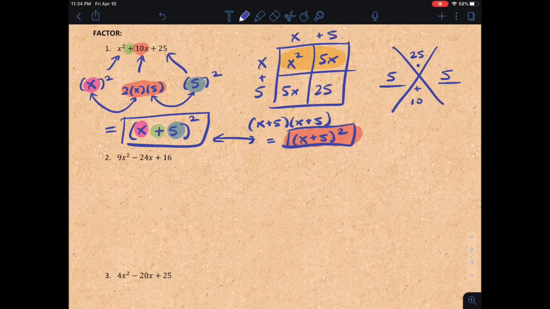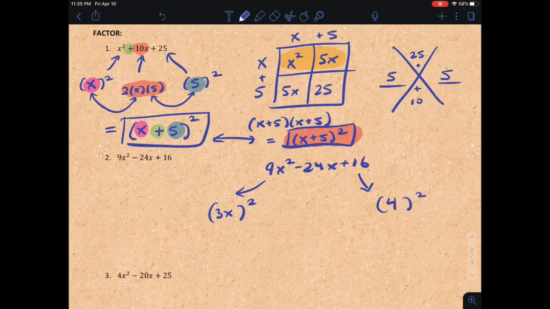So looking at number 2, we'll do this one together as well. You want to check a couple of things. Let me rewrite this right here. First thing you want to check is, can you write 9x squared as something squared? The answer is yes. You can write it as the quantity 3x squared. That should be a plus. Can you write 16 as something squared? And the answer is yes. You can write it as 4 squared.